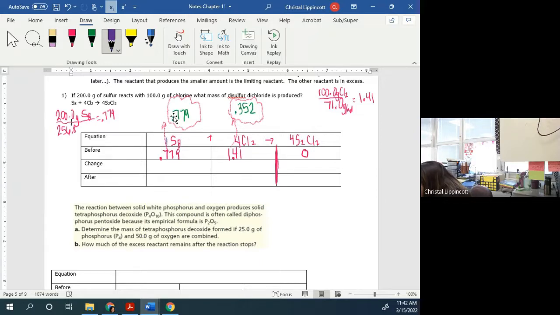And how did you get 1.41? I took the mass that they gave me of the chlorine here, which was 100, and I divided it by 2 because it's Cl2. So Cl2 off the periodic table would be 35.5 plus 35.5, which is 71. And I divided 100 by 71. And that's the moles, right? That's the moles. Yep. This is moles of Cl2.